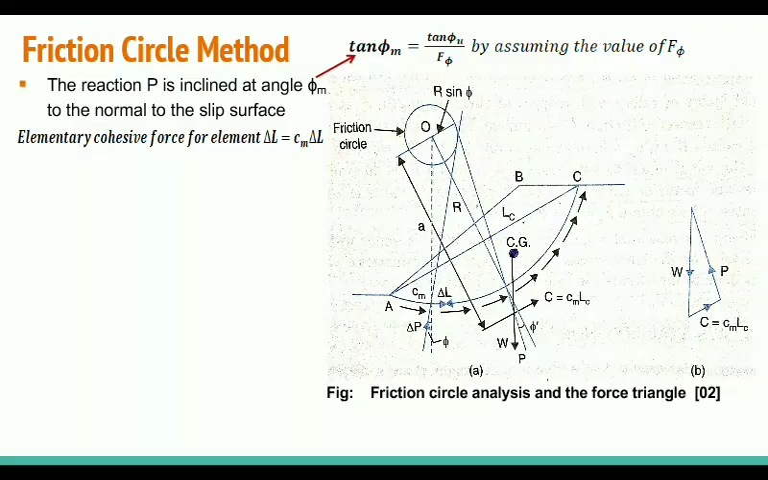So what is Cm? Cm is the unit mobilized cohesion, and it is constant along the slip surface. There is another assumption also: Cm is the unit mobilized cohesion, and it is constant along the slip surface. Cm will not vary. The elementary cohesive force for element delta L is Cm into delta L, so for the total length L, it becomes Cm into L. It means we are writing the cohesive force along the surface AC.